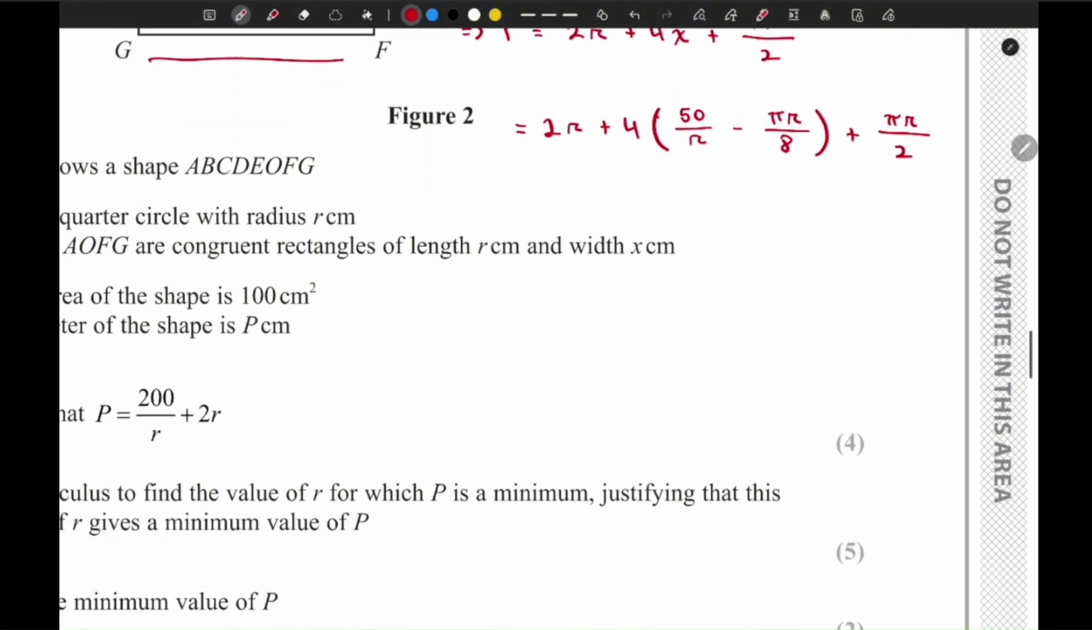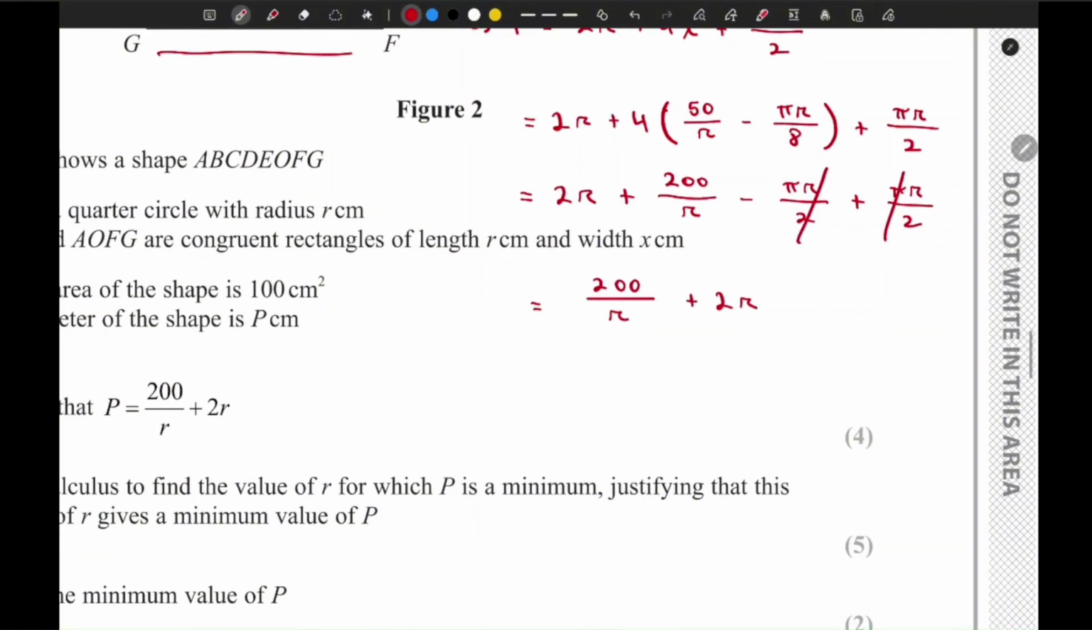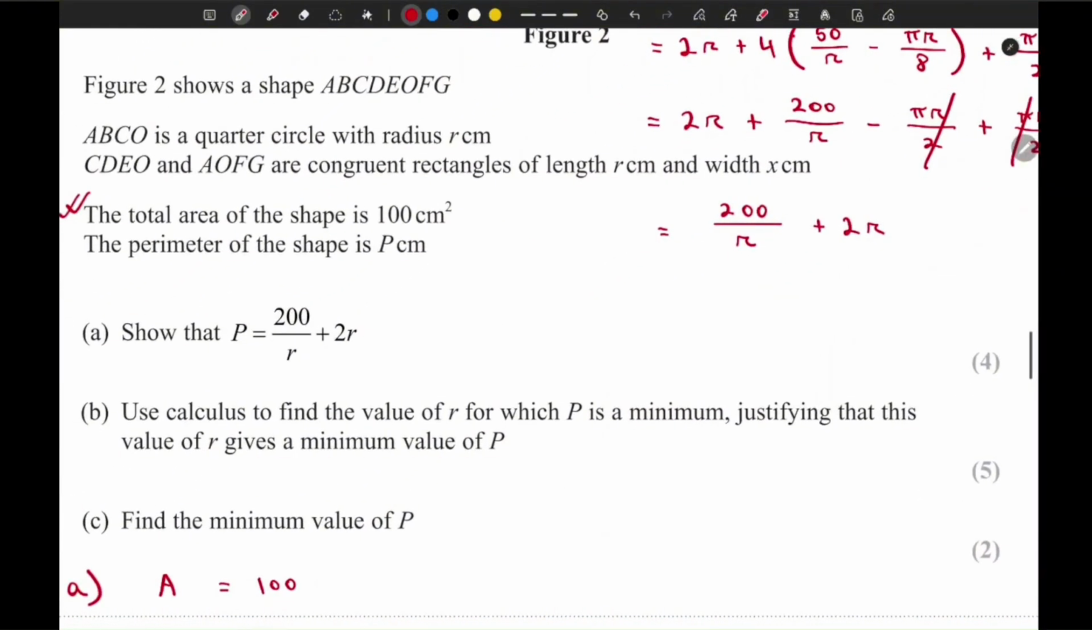So now let's simplify this. So it's 2r plus 200 divided by r minus pi r divided by 2 plus pi r divided by 2. These two cancel each other out, so we are left with 200 divided by r plus 2r. So that is the answer to the first part of the question.